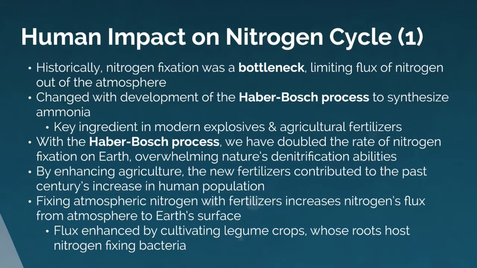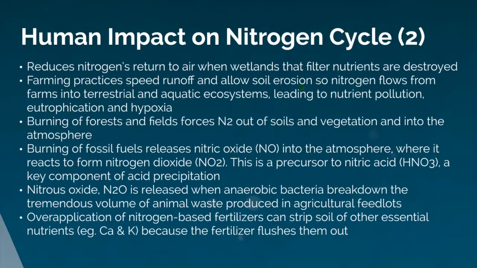By enhancing agriculture, the new fertilizers contributed to the past century's increase in human population. Fixing atmospheric nitrogen with fertilizers increases the flux of nitrogen from the atmosphere to the Earth's surface. This flux was enhanced by cultivating legume crops, whose roots host nitrogen-fixing bacteria. We reduce nitrogen's return to the air when we destroy wetlands that filter nutrients, as wetland plants host denitrifying bacteria that convert nitrates back to nitrogen gas. As such, wetlands can mop up a great deal of nitrogen pollution.